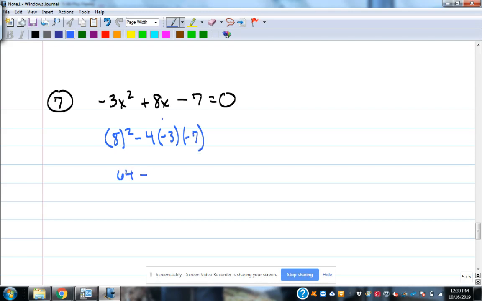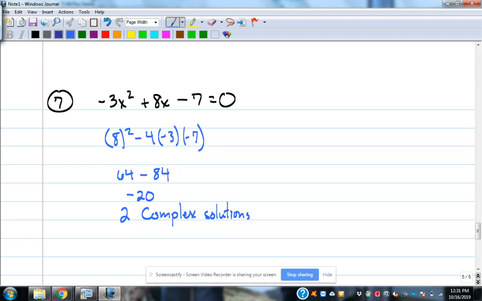64 minus 12 times 7 would be -84. So 64 minus 84 would be -20. So my discriminant is -20. So that means I'm going to have 2 complex solutions. I got a negative for my discriminant, so I know it's complex solutions.